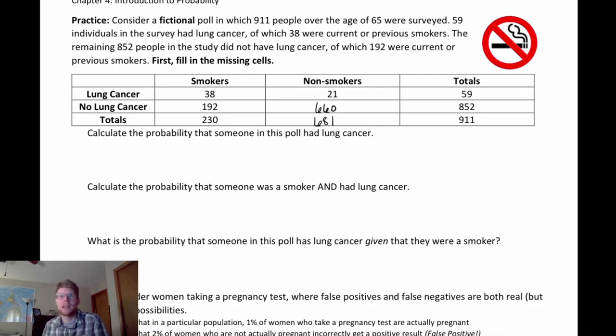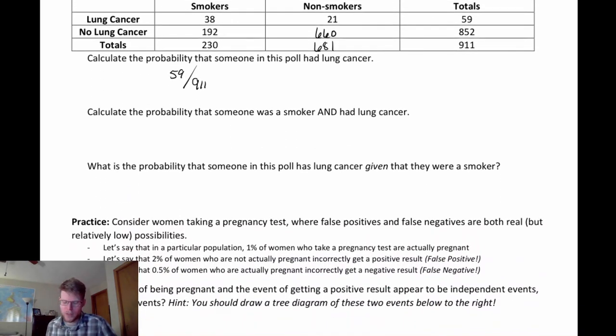Okay, secondly, we're going to calculate the probability that someone in this poll had lung cancer. So this is just asking for the total number of people with lung cancer. It's not going to be one particular cell, although it is a cell because we have the totals over here. Lung cancer is this row right here, so it's going to be this 59 divided by the total number of people in the poll, which is 911. I'm not going to calculate the probabilities to a decimal, I'm just going to leave them as they are. So 59 out of 911 had lung cancer.